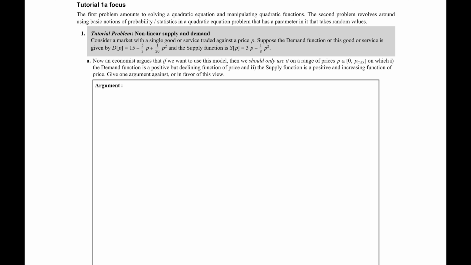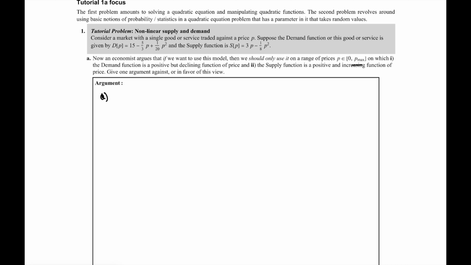Now, an economist argues that if we want to use this model, then we should only use it on a range of prices where P is in the set 0 to P max, on which the demand function is a positive but declining function of price and the supply function is a positive and increasing function of price. Give one argument against or in favor of this view. So first I'm going to try to find P max, the maximum that price can be.